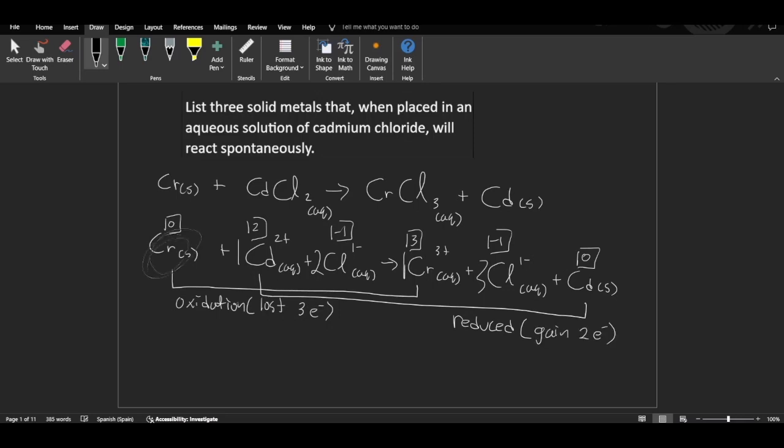So if this here was oxidation, okay, it got oxidized, that means this here is the oxidizing agent. And if this one here is being reduced, right, as we've listed down there, it's reduced, that means this one here is the reducing agent.